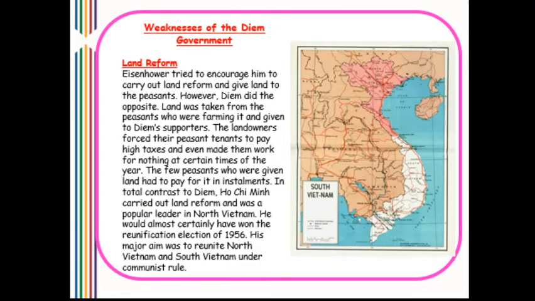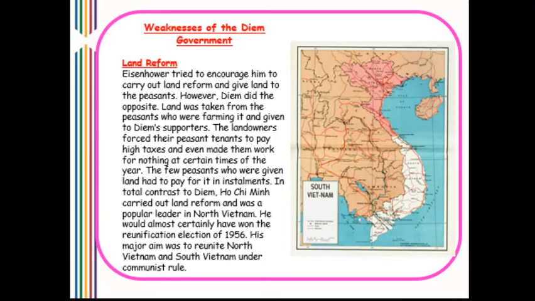And then land reform as well. Eisenhower tried to encourage Diem to carry out land reform and give land to the peasants. However, Diem did the complete opposite. Land was taken away from the peasants who were farming it and given to Diem's supporters, often already wealthy, already Catholic landowners. The landowners forced their peasant tenants to pay high taxes and even made them work for nothing at certain times of the year. The few peasants who were given land had to pay for it in instalments.